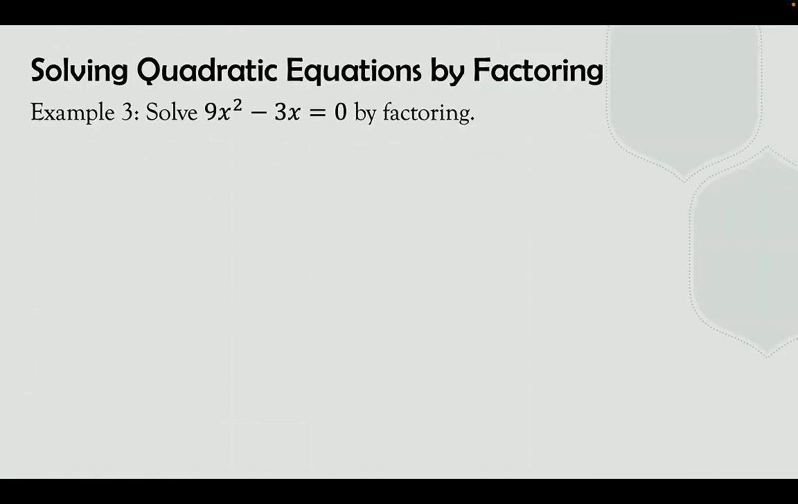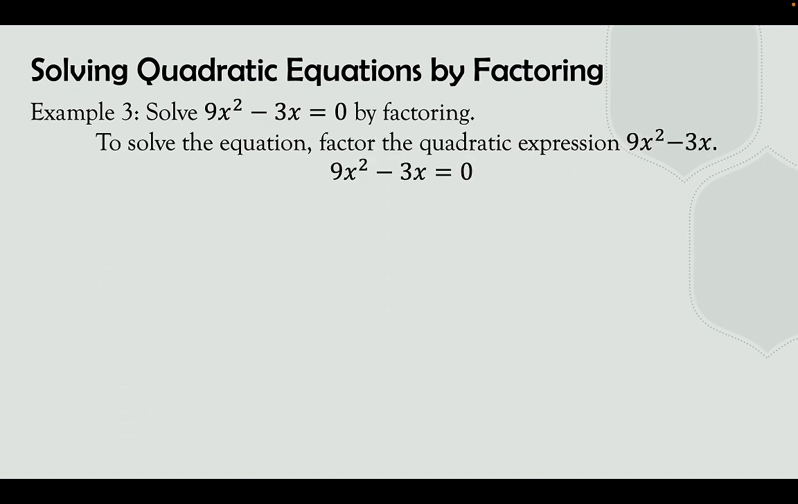Example number 3, we have 9x squared minus 3x equals 0, to be solved by factoring. To factor this one, we need to find the common term for 9x squared and 3x, and that is 3x. So we can factor it as 3x times 3x minus 1, since 3x times 3x is 9x squared, and 3x times negative 1 is negative 3x.